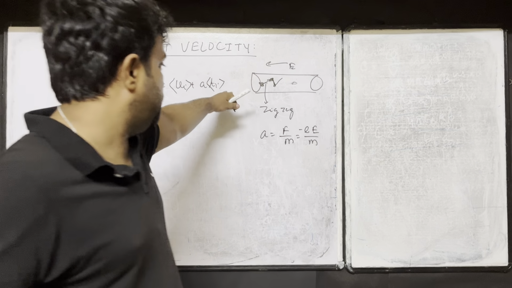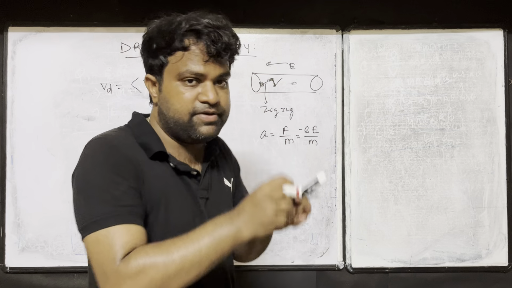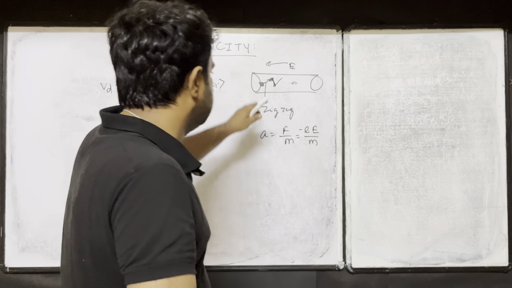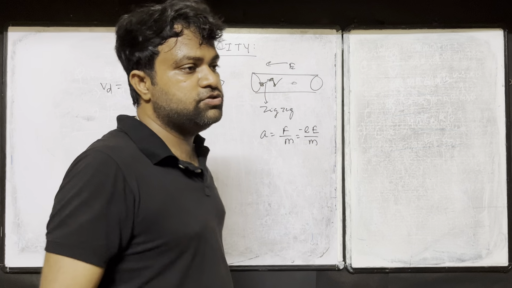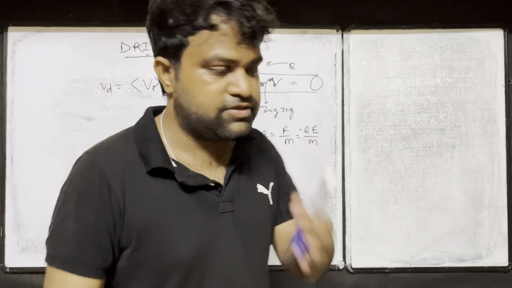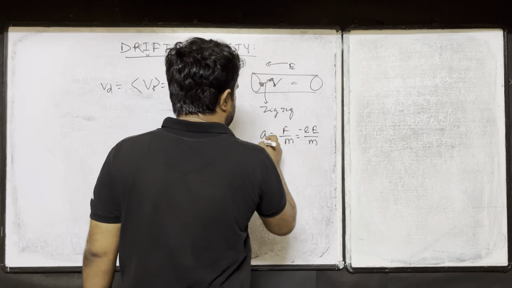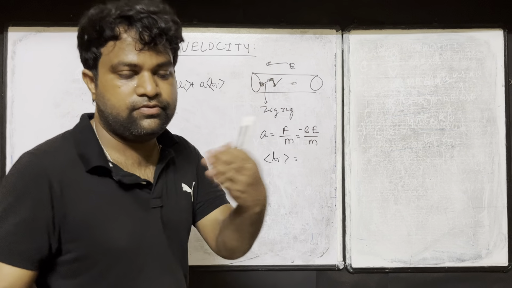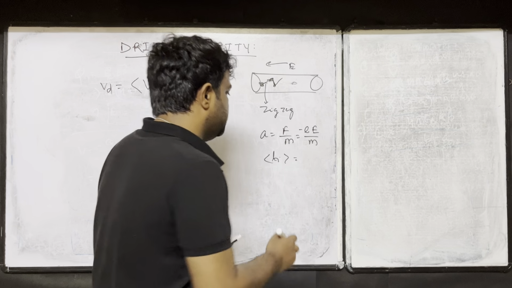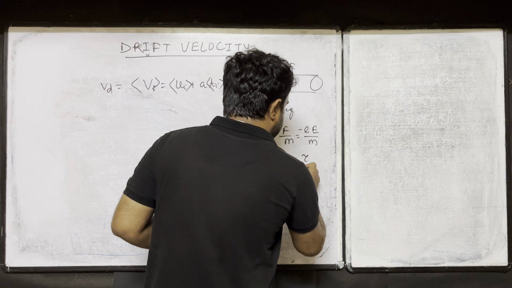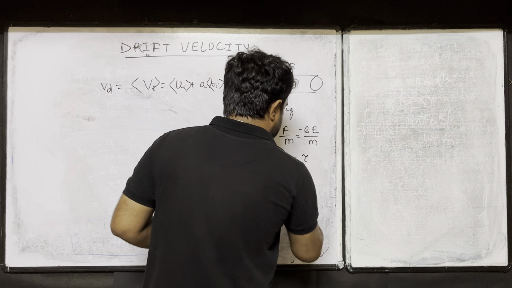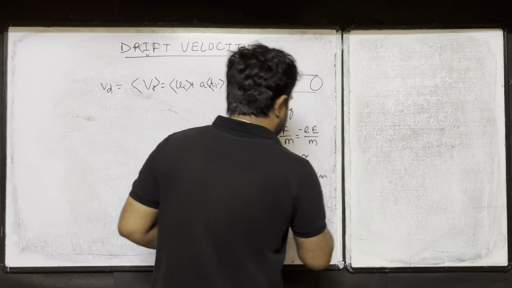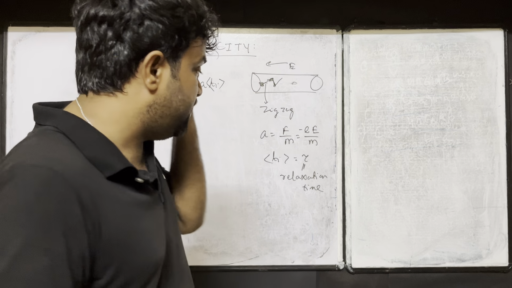Time is the collision time. Suppose from here to here the time it is taking, then it is colliding. This is called relaxation time, the average time of collision, Ti average, that will be called relaxation time.